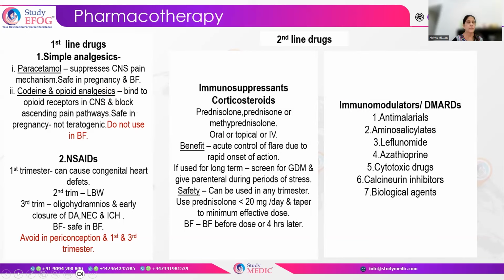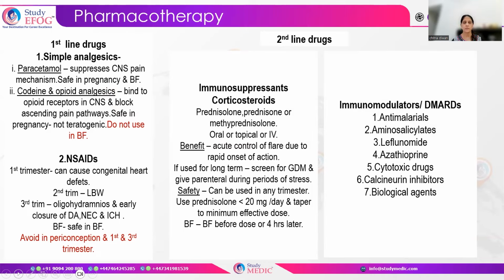As for safety, they can be used in all trimesters, but use prednisolone in a dose of less than 20 milligrams per day and taper it to the minimum effective dose. For breastfeeding, it is better to breastfeed the baby before you give the dose of prednisolone, or breastfeed 4 hours after the woman has taken prednisolone.